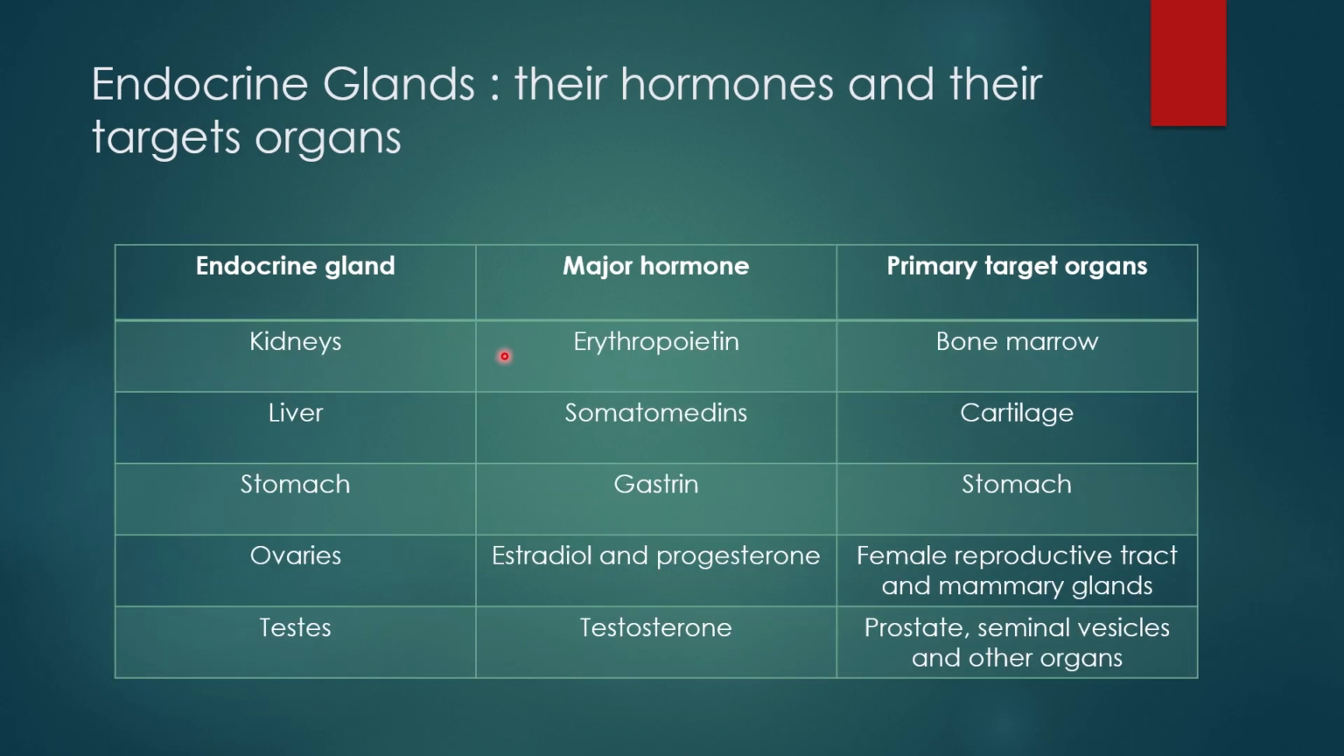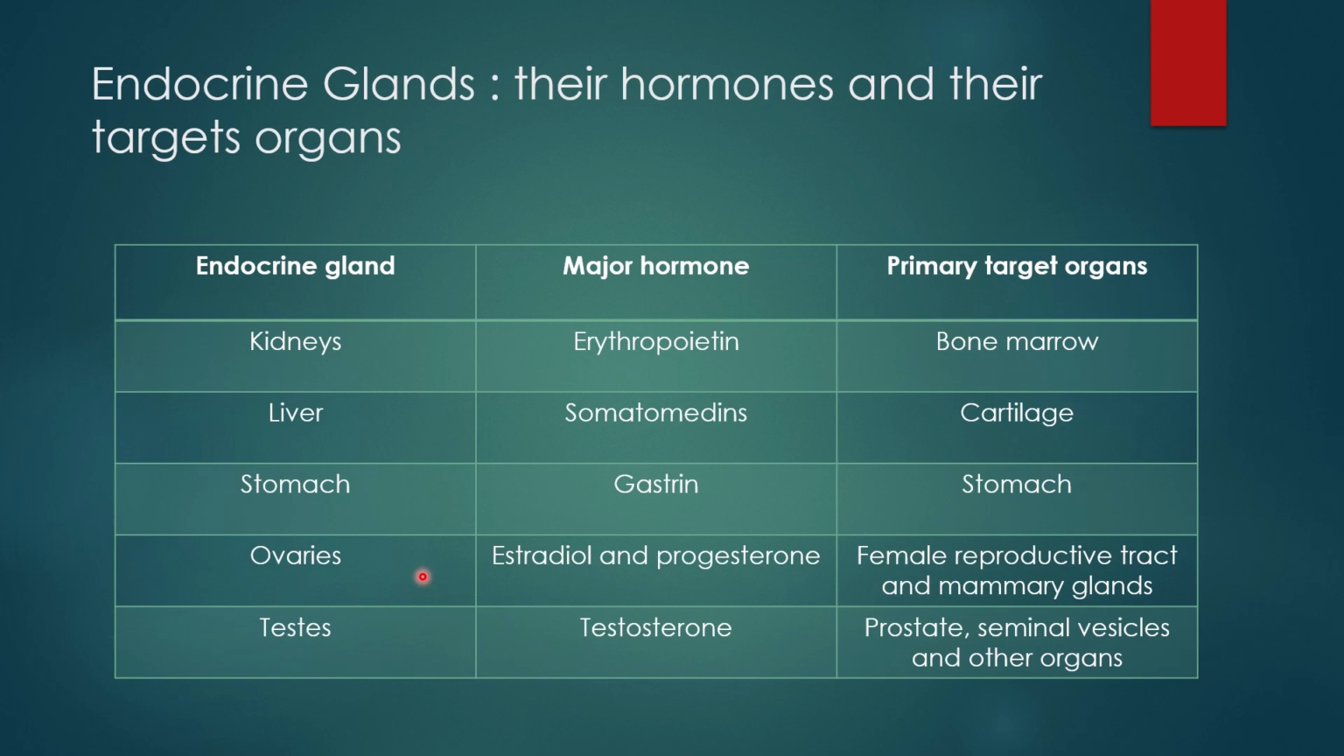Kidney. The kidney produces the erythropoietin hormone. This hormone targets bone marrow for regulation. Liver produces somatomedins. This hormone targets cartilage. Stomach produces gastrin, and this targets the stomach.